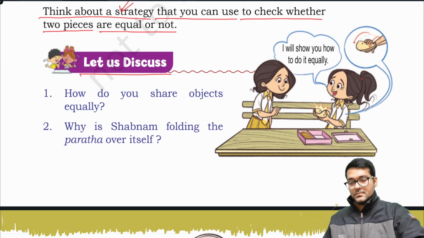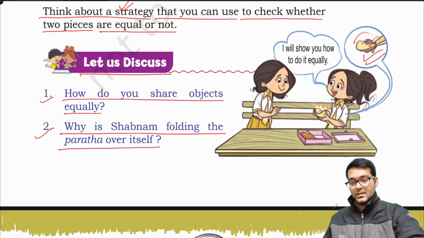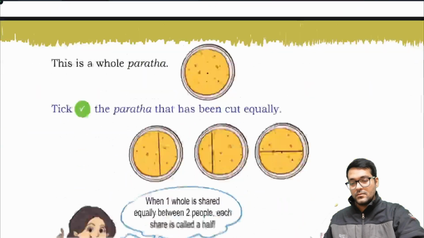Let us discuss. 1. How do you share objects equally? 2. Why is Sabnam folding the paratha over itself? You can see it here. I will show you how to do it equally. If you want to check whether two objects are equal or not, you can put one part over the other so that they overlap each other. If things are overlapped completely and nothing remains, that means both things are equal.